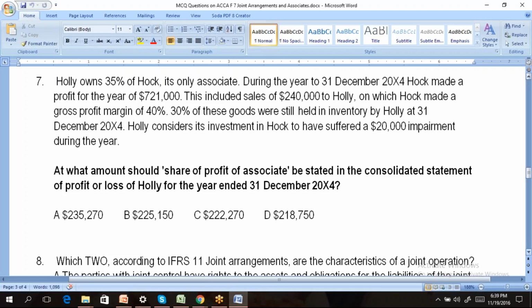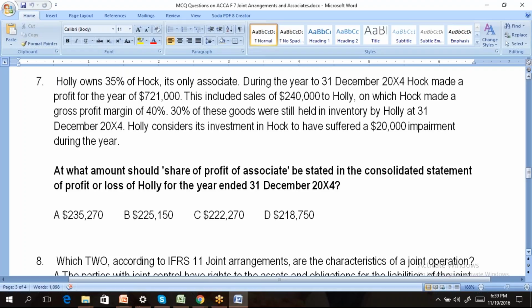So who sold the goods? Hook made a profit for the year 721. This includes a sale of 240,000 to Holly, right? So the profit for the year is 721,000. The associate company made a 721 profit. Of that, 35% belongs to us. So 721, 35% is how much? 252.35.